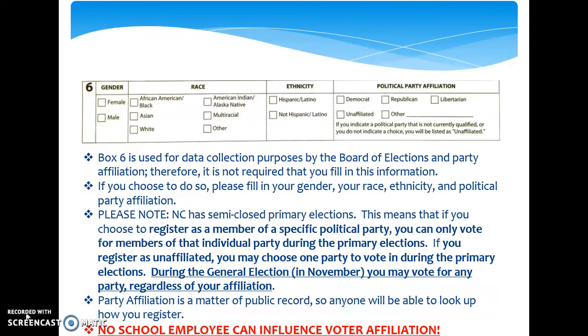Party affiliation is a matter of public record, so anyone will be able to look up how you register. We'd just like to make sure that you're aware of that. Also, no school employee should influence the way that students register as far as their political party affiliation. You can advise your students on the legality and what it means to register for one party versus registering as unaffiliated, but as far as advising them to sign up for one party or another, you should not do that.